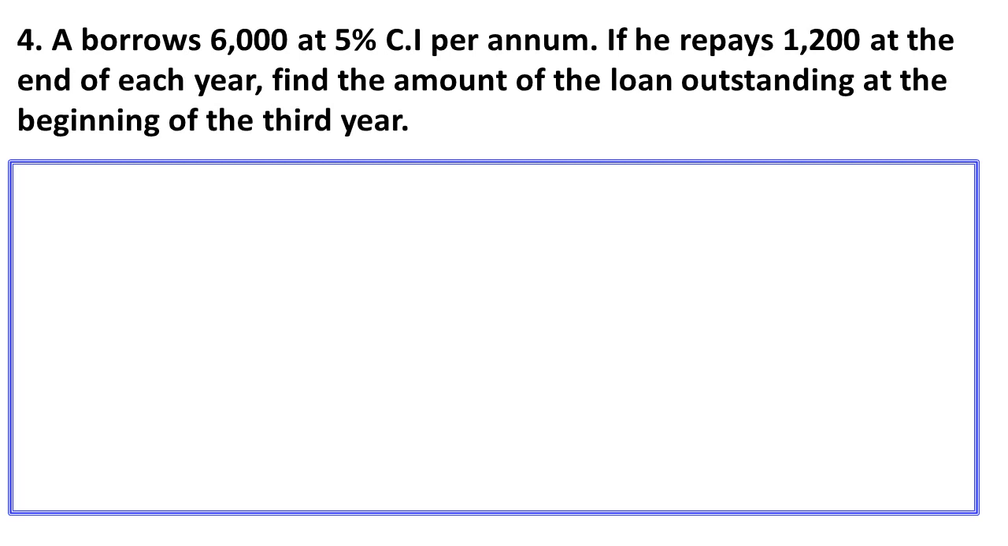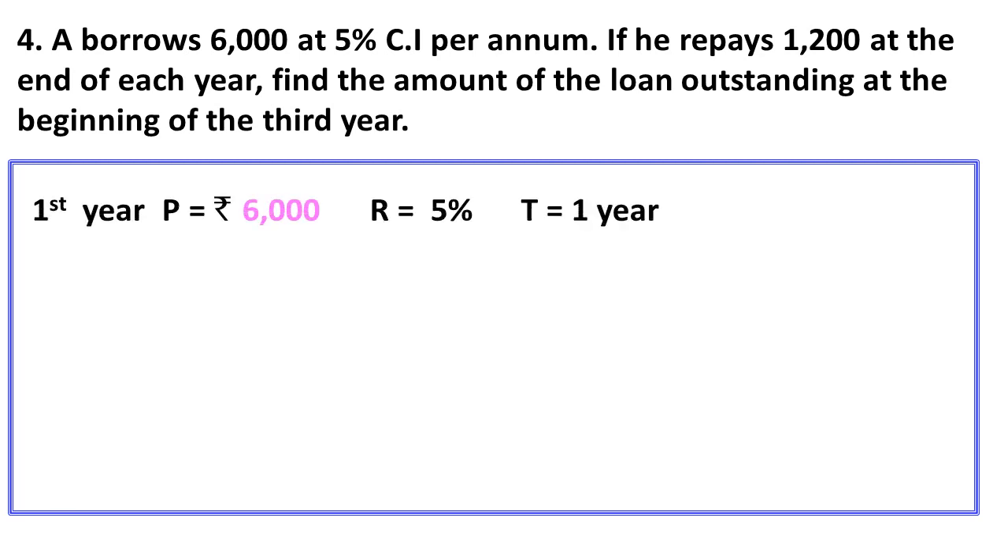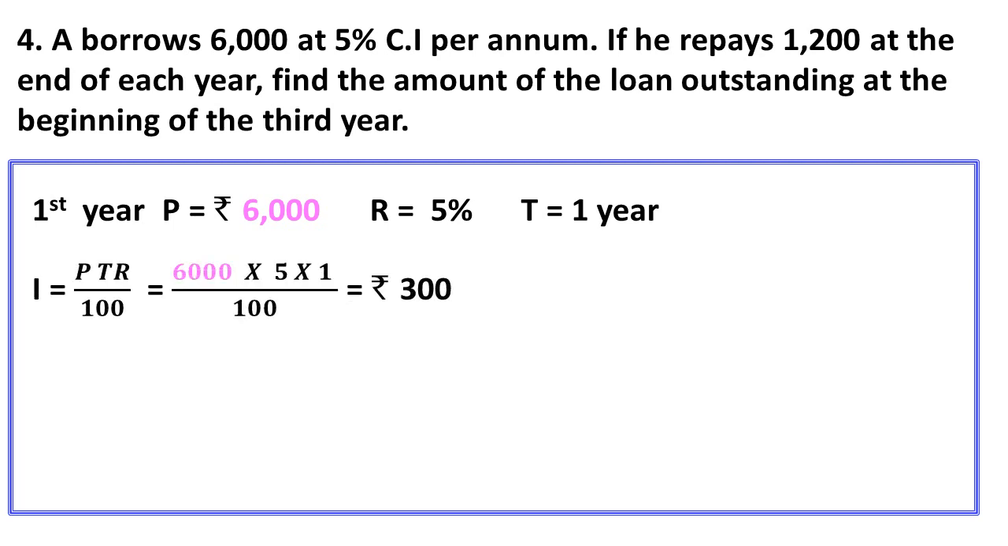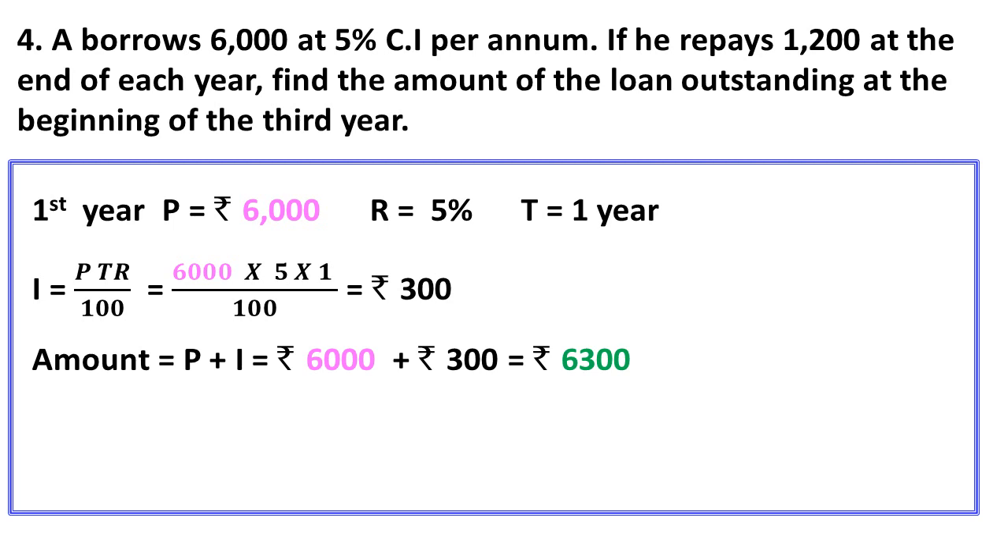So after the calculation of the first year, what A did, every year he started to pay rupees 1,200 at the end of the year. So let us consider the first year principal amount as rupees 6,000, R as 5%, and the interest will be equal to rupees 300. So the amount to be paid at the end of the first year is rupees 6,300. Till now what we were doing, we were considering this amount rupees 6,300 as the principal for the second year. But here the situation differs.